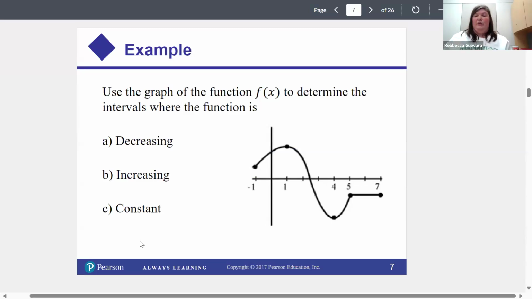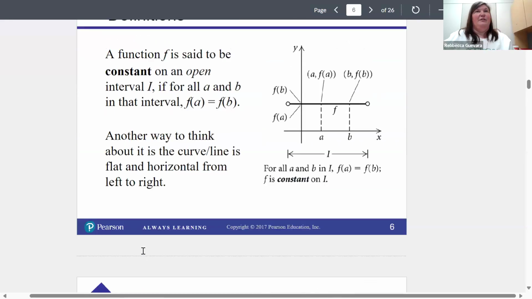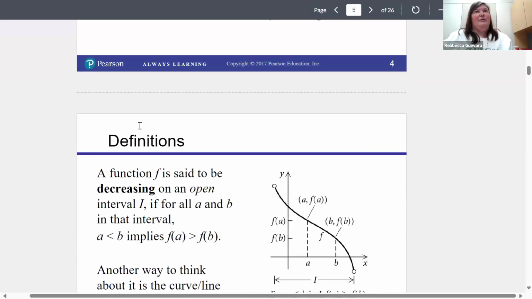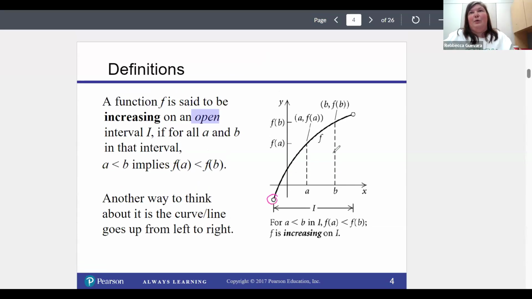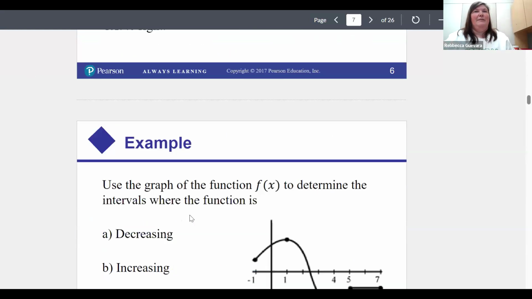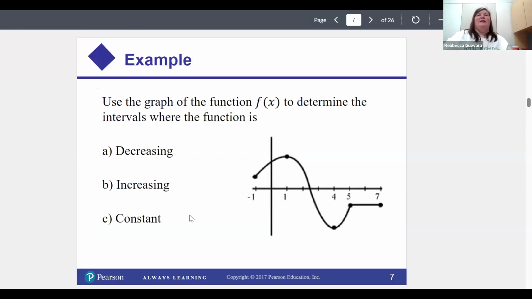So what we want to do is talk about where this function is increasing, decreasing, or constant. Notice back here when I was talking about the interval, I said it's going to be an open interval, meaning that we treat this point and this point like they're open. So we're going to have parentheses. We'll explain that here in a little bit. Even though there are closed points here, when we write our intervals, we're going to break our intervals with open points, or like I said, parentheses.